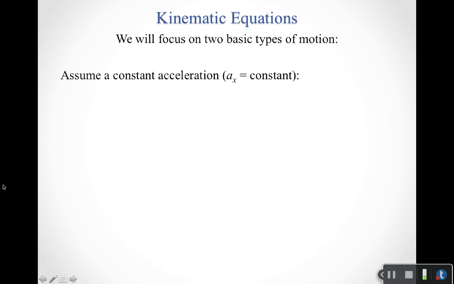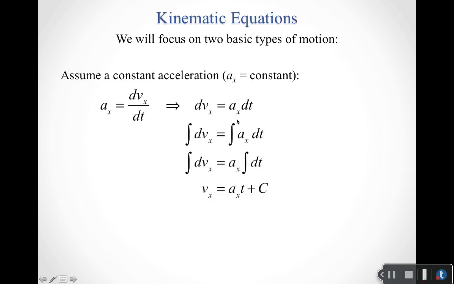So let's start by assuming constant acceleration. We're going to let a_x be some constant value. And then we know that this derivative is our definition of the x component of the acceleration. What we're going to do is rearrange this so that we've got one differential on one side and a differential with respect to time on the other.